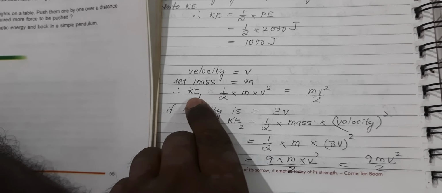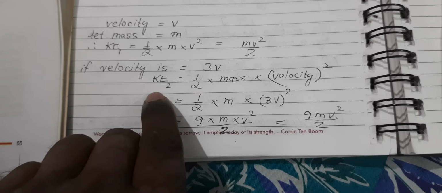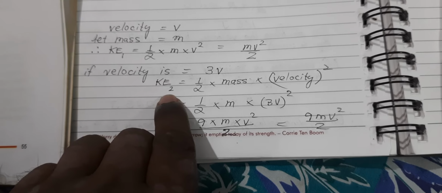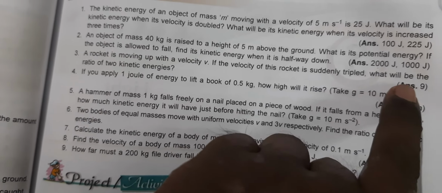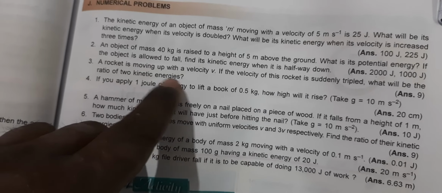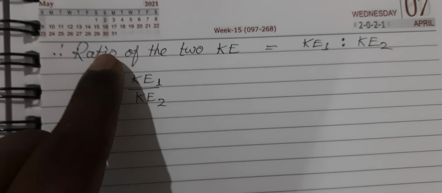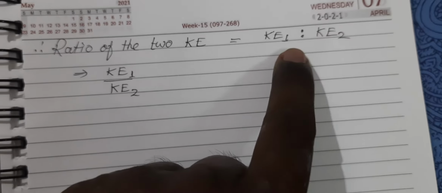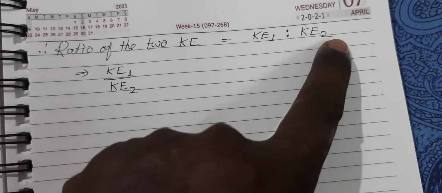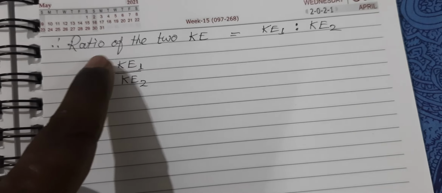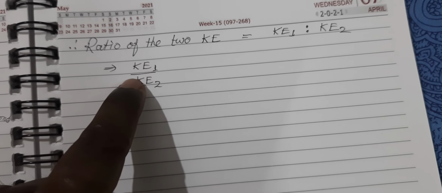I have named the kinetic energy in the first case as kinetic energy 1, and the kinetic energy that we calculated in the second case, I have named it as kinetic energy 2. Question is, they are asking us what will be the ratio of these two kinetic energies. We have to find the ratio. So this is how we find the ratio of the two kinetic energies. Kinetic energy 1 is to kinetic energy 2, which can be written in fraction form like this: kinetic energy 1 divided by kinetic energy 2.